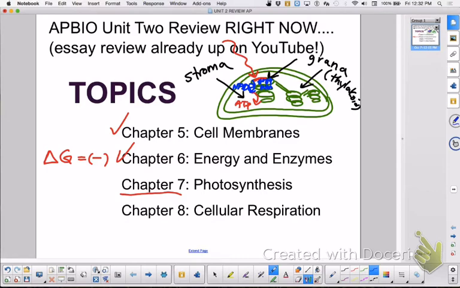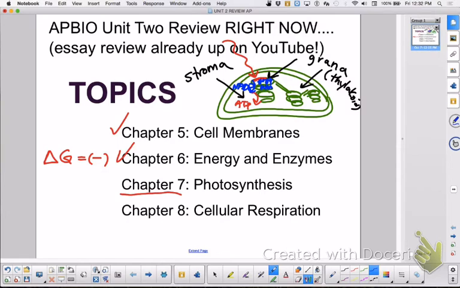Okay? Partition in space are those C4 plants who fix the CO2 in their mesophyll cells and escort it in via PEP to their bundle sheath cells so that RuBP is never tempted by the fruit of another, right? To partition in time, CAM plants fix CO2 at night. Okay. So that is photosynthesis.